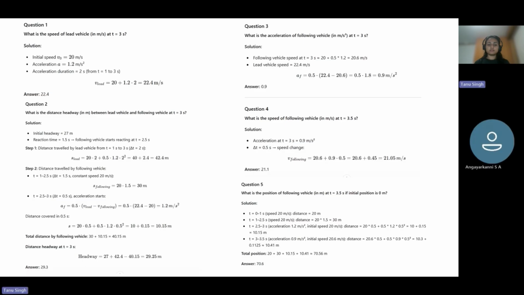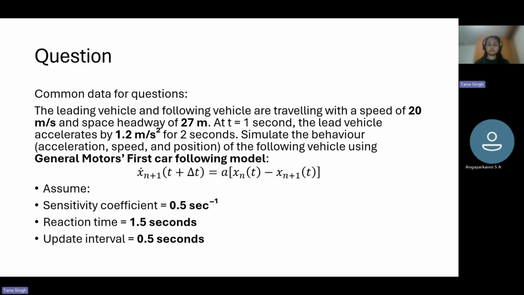So this is the solution for the questions based upon the common data that was given here, based on the General Motors first car following model. I hope there is no doubt, so we can continue and go to the next question.